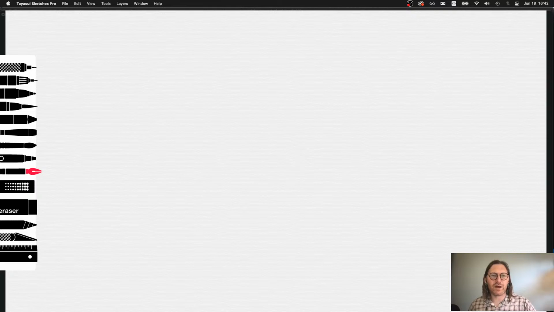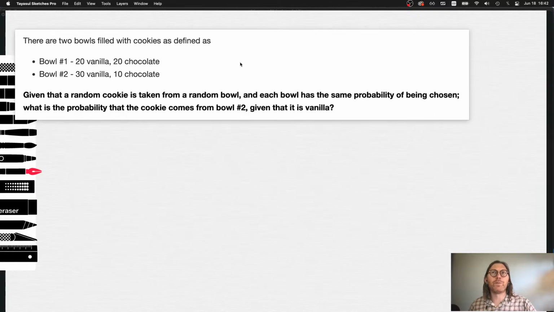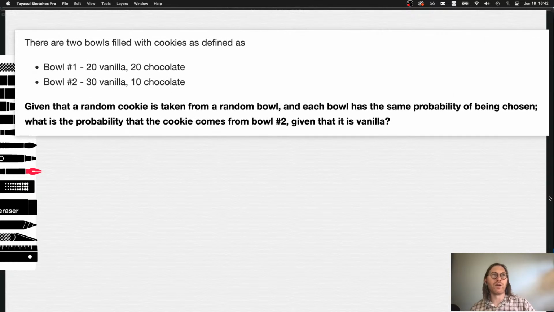This is a Bayes' theorem problem in this form. There are 2 bowls filled with cookies. Bowl 1 has 20 vanilla cookies and 20 chocolate cookies. Bowl 2 has 30 vanilla cookies and 10 chocolate cookies. Given that a random cookie is taken from a random bowl and each bowl has the same probability of being chosen, what is the probability that the cookie comes from bowl number 2, given that it is vanilla?